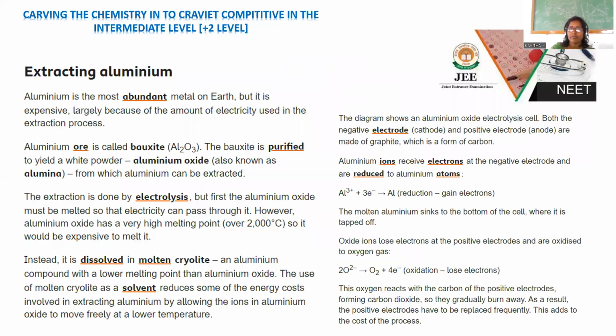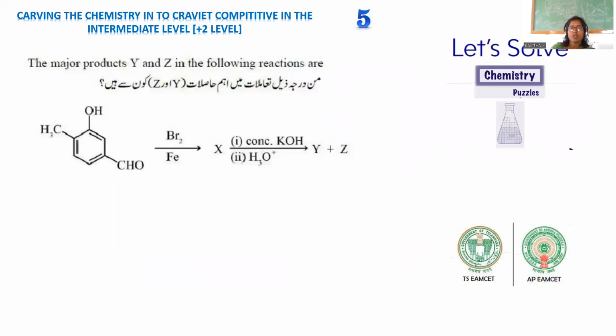That is question number 5. The major products Y and Z in the following reactions are asked. Here, a series of reactions is carried out on a single compound having multiple functional groups on the benzene ring. It is purely organic chemistry, organic synthesis. These are the reagents applied in a sequential process to get a mixture of two products, one is Y and the other is Z.